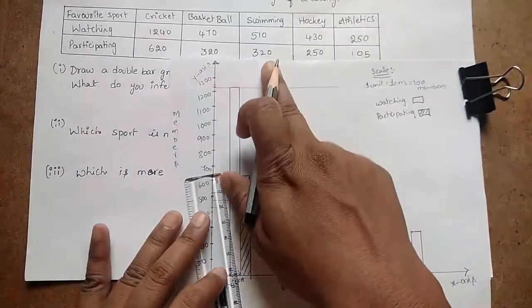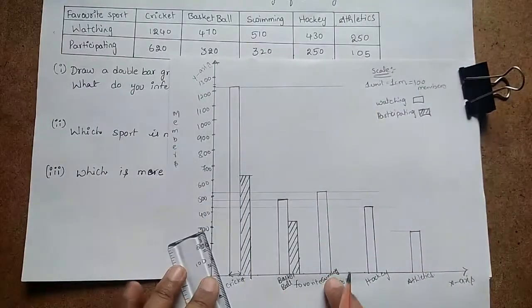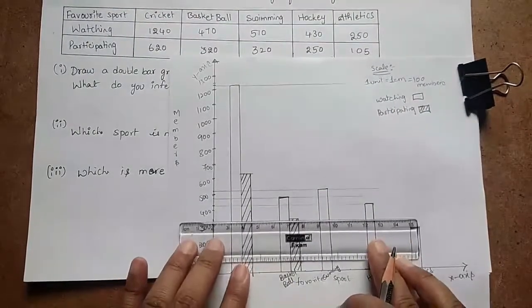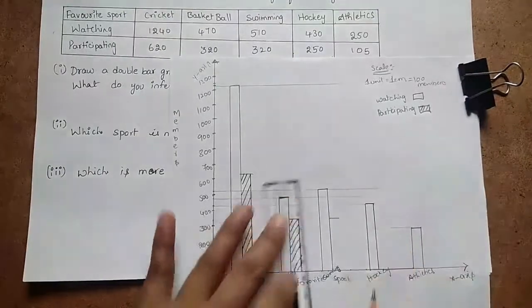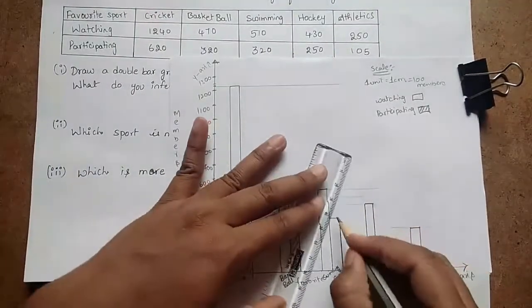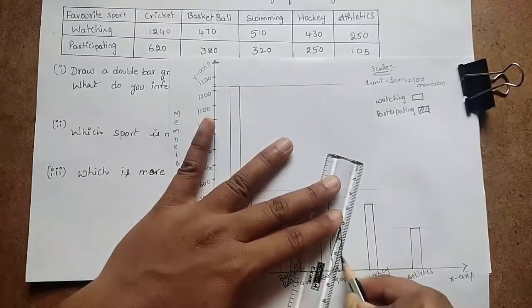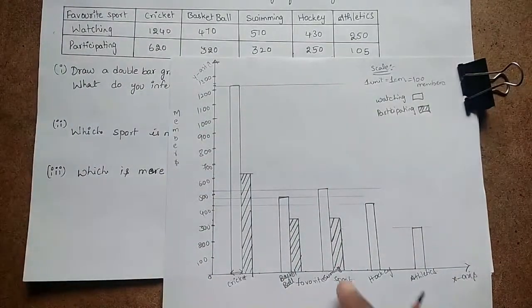Next, coming to swimming, it is 320. So 320 we have measured for swimming. So swimming also 320. So it is similar to this. Take a line like this with the same width. This was the participating of swimming.